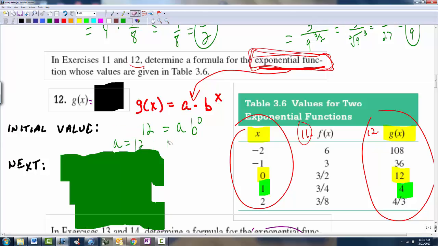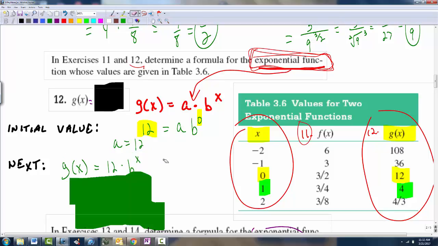And I'll actually solve for that. So what I did is I used the yellow coordinate to denote why they call 0, 12 the initial value, why that ends up being a. Because when I plug in 12 for g of x, which is y, and I plug in 0 for x, just like I said when I showed the original formula, b to the 0 is 1, 1 times a is a, so a equals 12.